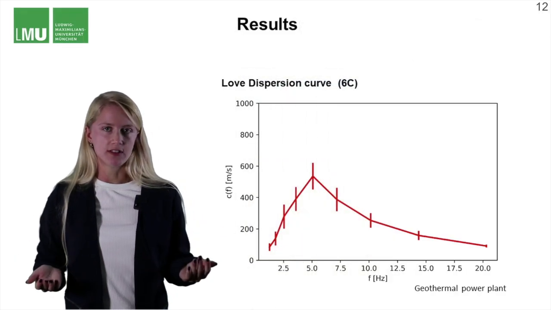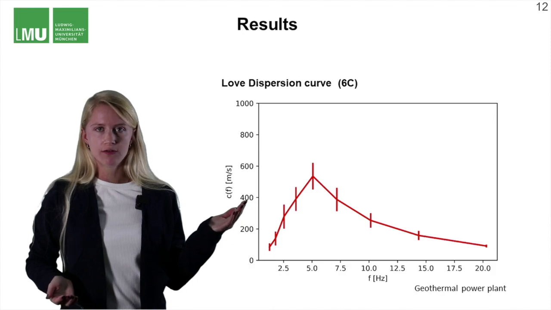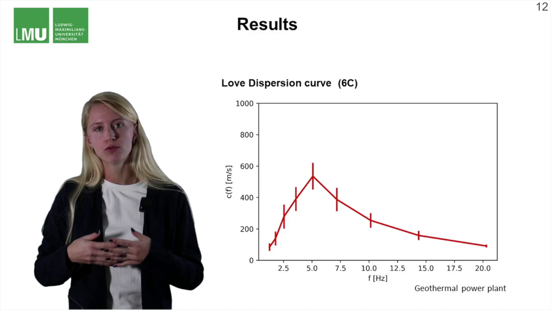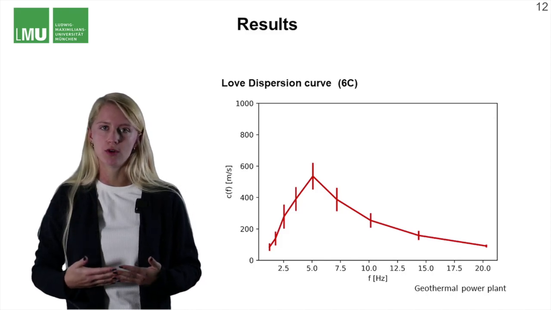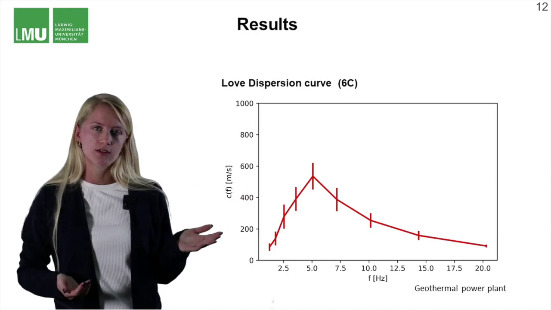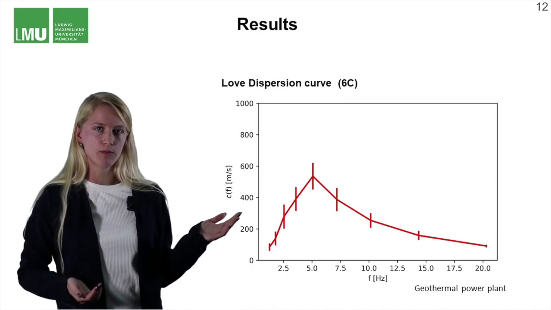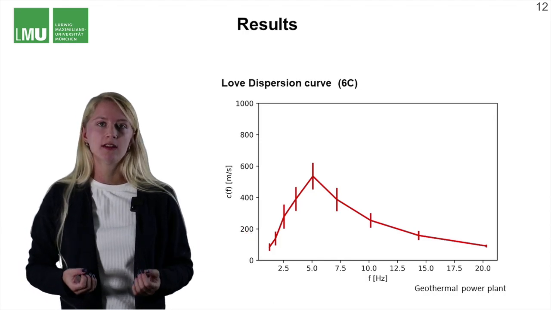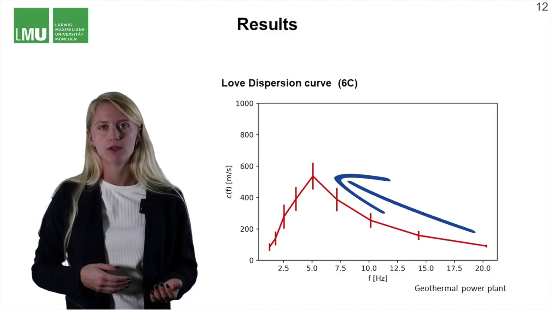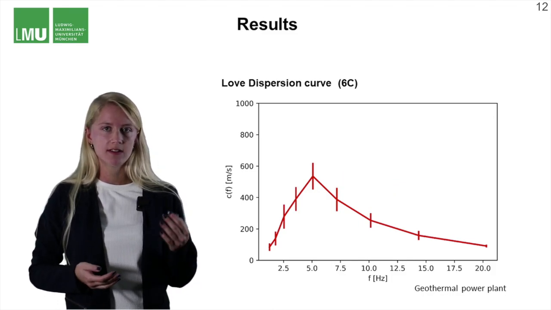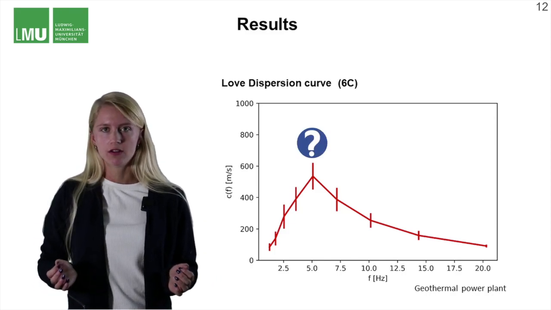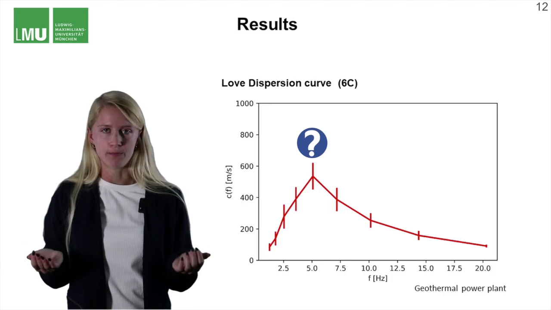Alright, let's look at the results. First, I want to show you a result for a measurement that I did at the geothermal power plant. As I said, through the relation of translational and rotational motion, the phase velocity can be estimated. Here you can see the resulting dispersion curve for Love waves using the 6-component data. Normally, the phase velocity increases with decreasing frequency, as is the case between 20 and 5 Hz. But then suddenly we see that the velocities drop again, and this should not be the case. So the question is, where does this come from?